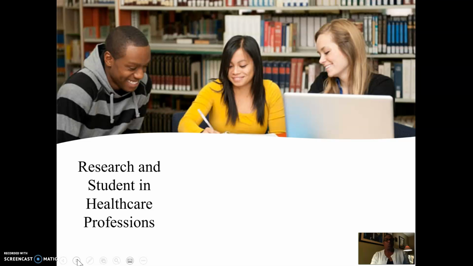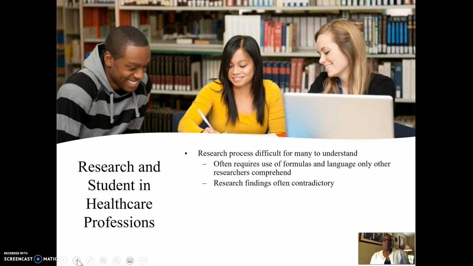As far as for you, I want you to recognize that for some it is and may be difficult to understand because there's often formulas and language that other researchers comprehend. And we can also find that sometimes the research findings are contradictory. A lot of times when you're looking at a journal article and you see a study in that journal article, they'll say need for further research or further study.